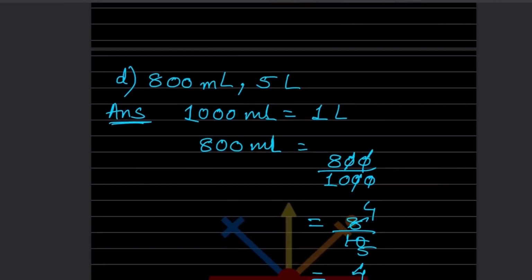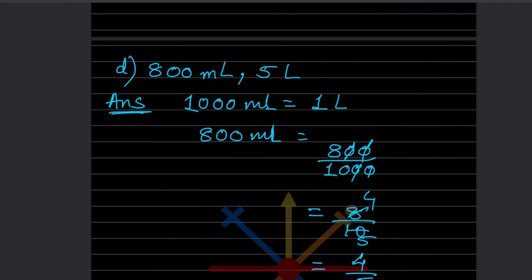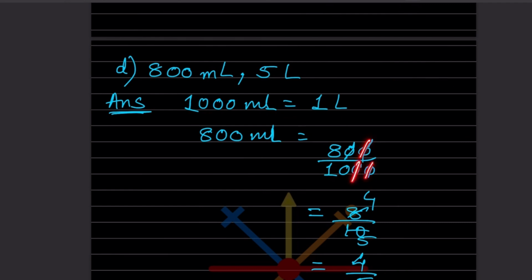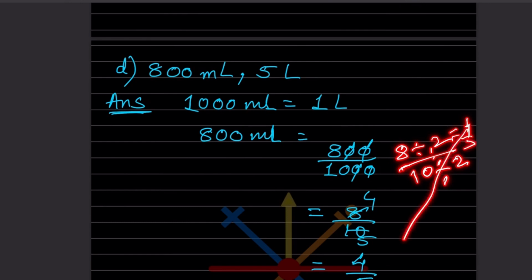So the next problem says 800 ml and 5 liters. So now we will convert this to liters. Now look here. 1000 ml is 1 liter. So this 800 ml is going to be how much? So again we will cross multiply. 800 into 1 is going to be 800, and this 1000 goes in the denominator. Now look, this 0 cuts, this 0 cuts, means 8 by 10. If you are simplifying, you can also divide by 2, so what do you get here? 4 by 5.